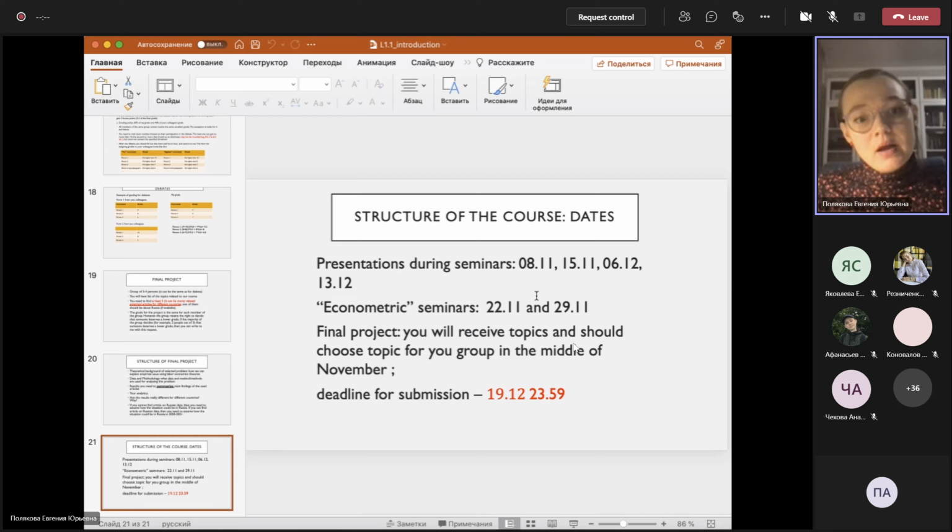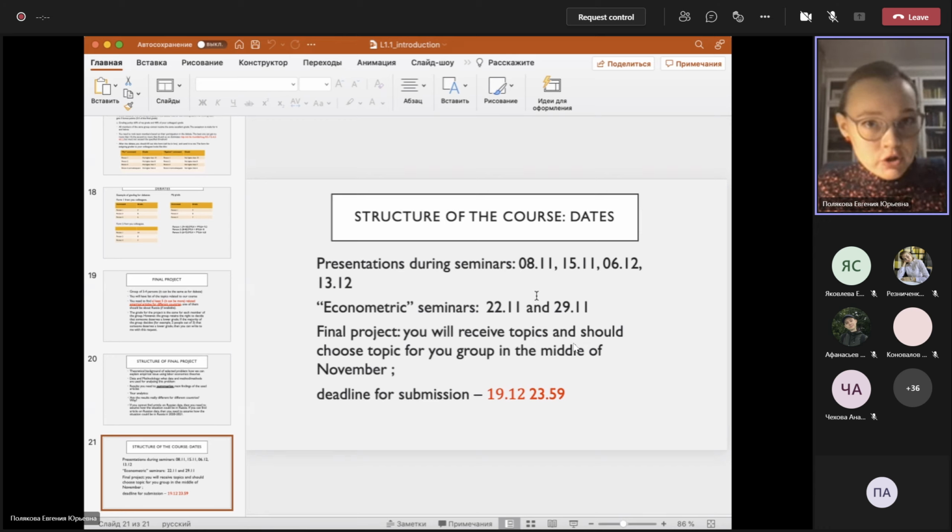Then in the middle of November you choose the topics. You have the list of topics and you choose. Then the deadline for submission of the final project will be the 19th of December, the last week of your module. During the session I check your paper, and at the end of the session week, let's call that exam week, you will get your grade for the course. So you do not have any exam in this exam week.